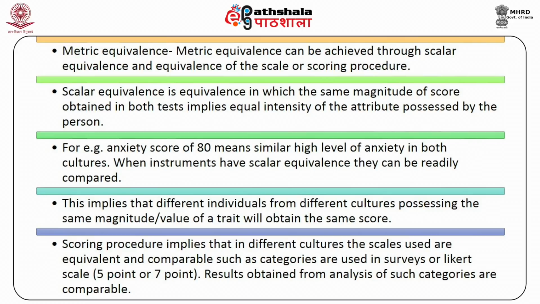This implies that different individuals from different cultures possessing the same magnitude or value of a trait will obtain the same score. Scoring procedure implies that in different cultures, the scales used are equivalent and comparable, such as the categories used in surveys or Likert scales, 5-point or 7-point.